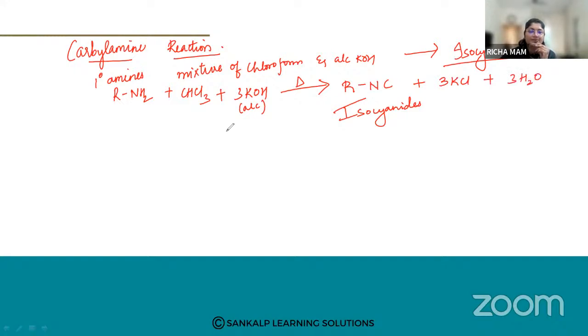Remember this. So this is the carbylamine reaction. We get carbylamines, which we also call isocyanides, and these have a very bad smell, a foul smell. Let us now see one example.